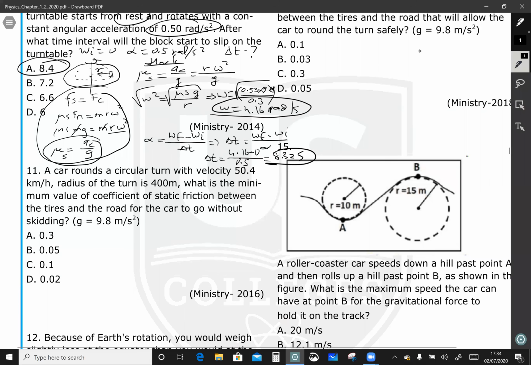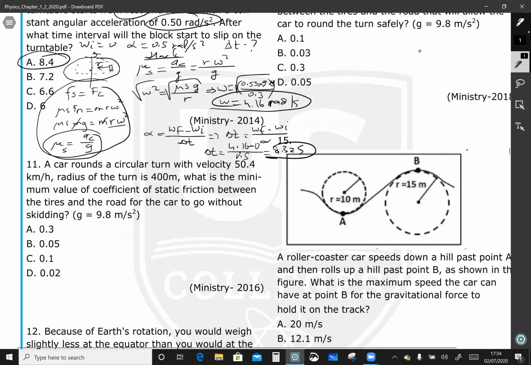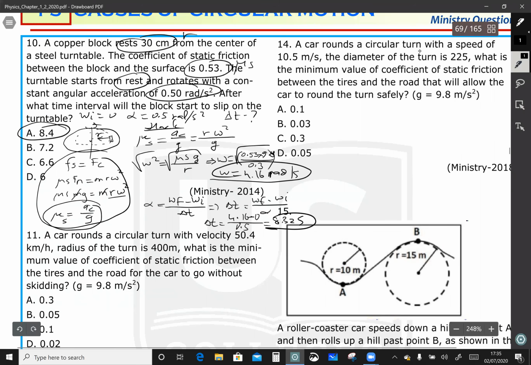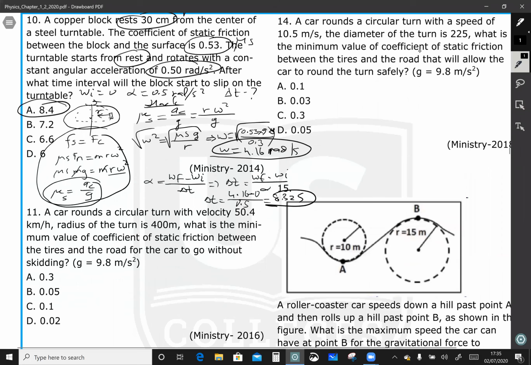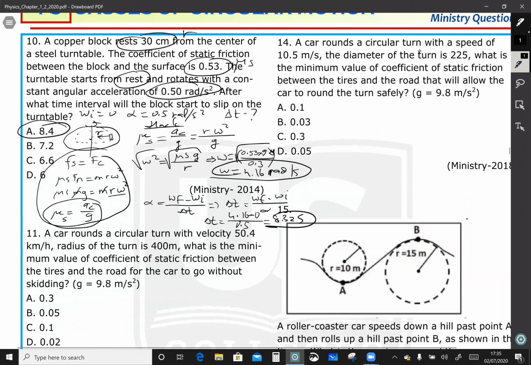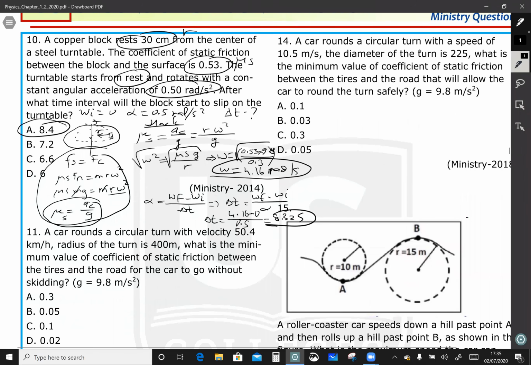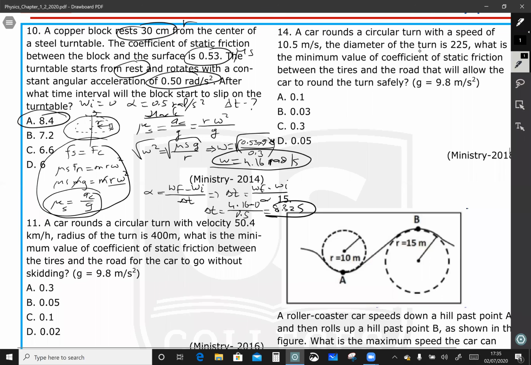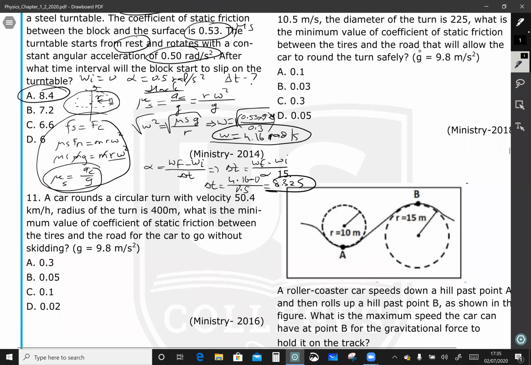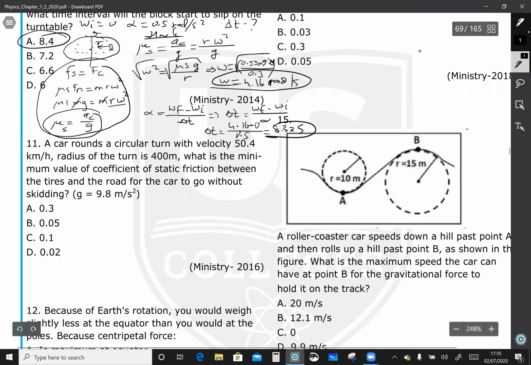11. A car rounds a circular turn with a velocity of 50.4 km per hour. The radius of the turn is 40 meters. What is the minimum value of the coefficient of static friction between the tires and the road for the car to go without skidding? In fact, questions 10 and 11 are very similar. In 11, tangential speed is given for the car, but in 10, angular speed is given. So we will use again the same Heck equation. Remember the Heck equation was like this?